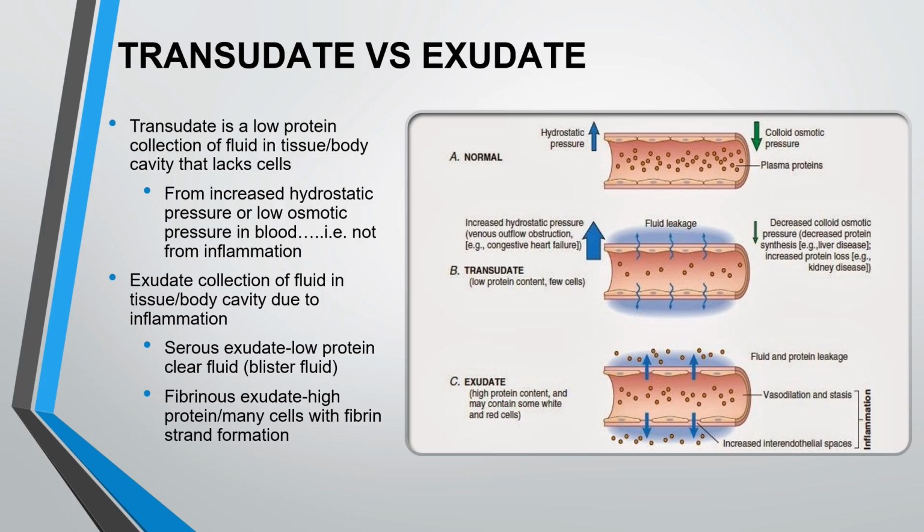An exudate, on the other hand, is caused by inflammation. Inflammatory mediators increase vascular permeability, allowing protein and cells to leak out. Two common types of this are serous exudate, which is clear, low-cell fluid, like a blister, and then there's fibrinous exudate, which is high-protein fibrin strands with lots of cells. So T equals transudate, which equals trouble with pressure, and E is exudate with endothelial gaps from inflammation. This distinction shows up constantly in pathology reports, so don't be surprised if it also shows up on your exams.